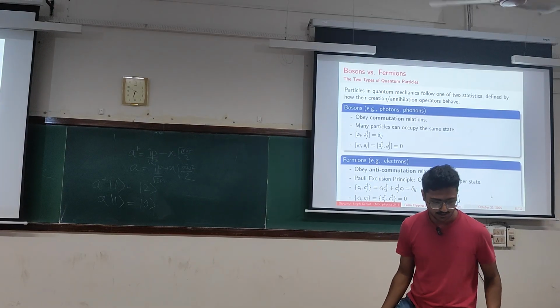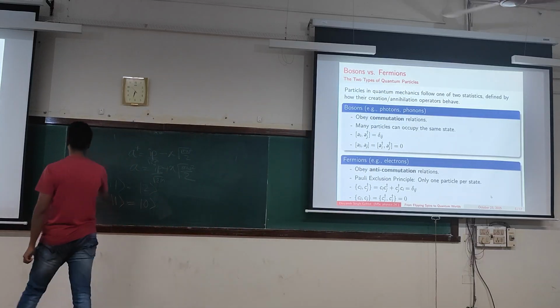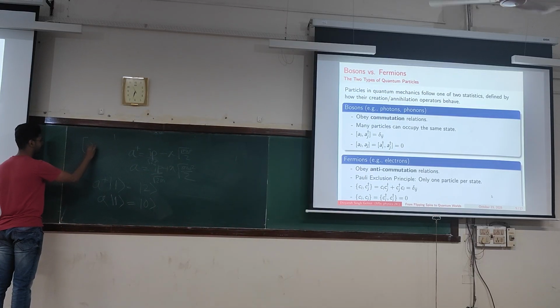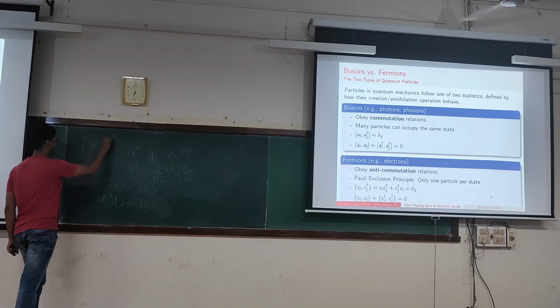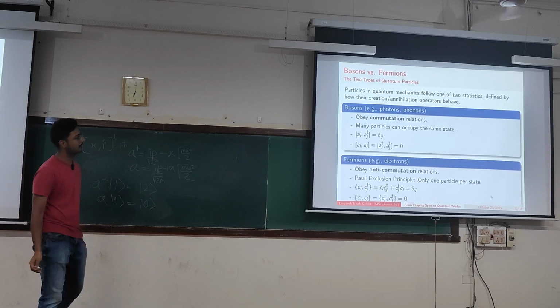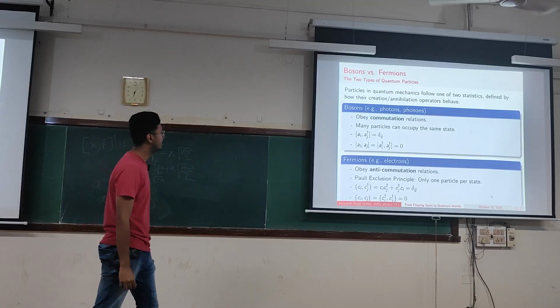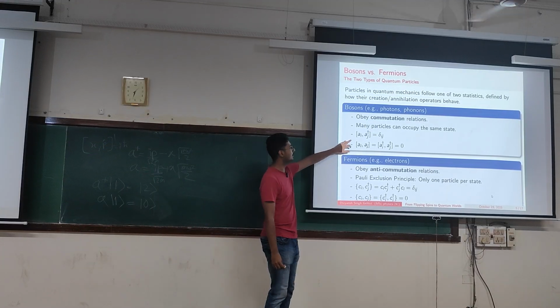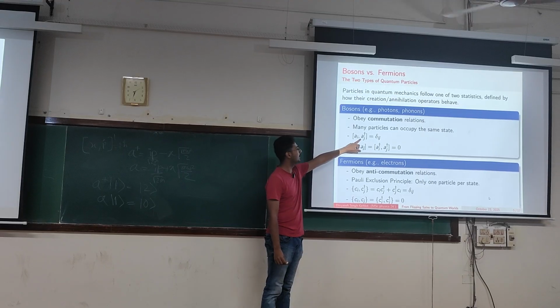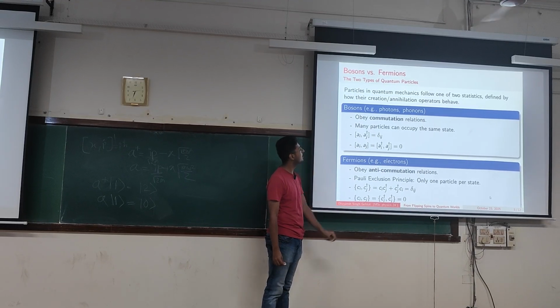We also need the commutation relation. We all know that the commutator of x and p is i h cross, and putting h cross as 1, we get the commutation relation of Ai and Aj dagger as delta ij, and Ai Aj equals 0.